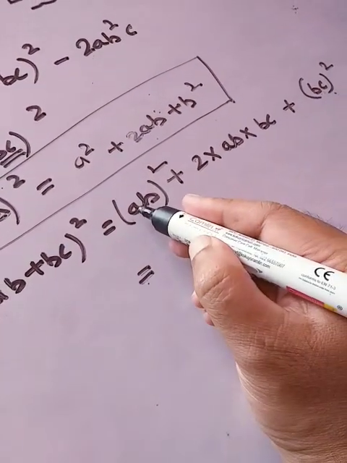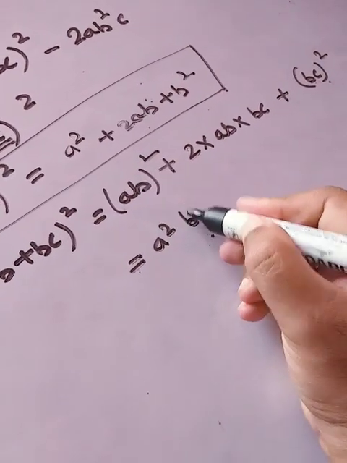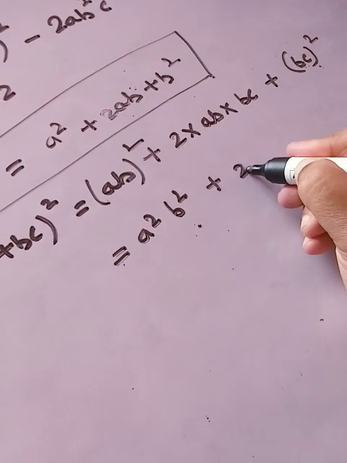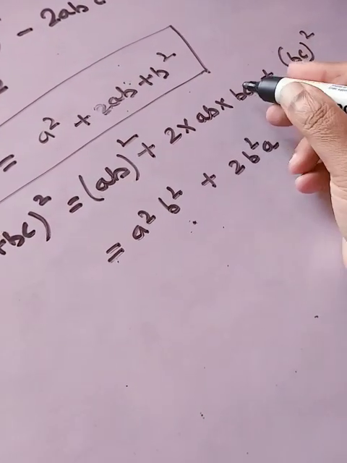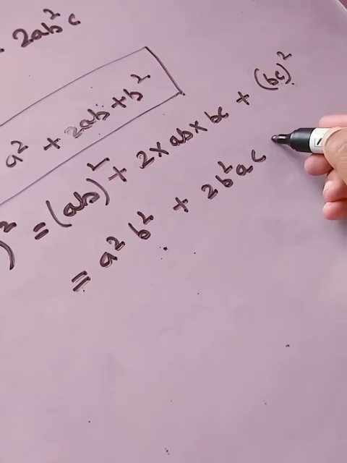Now A square. A into A is what? A square. B into B is what? B square. So this is a square of AB. Now multiply this all. 2. How many B are there? 2. How many A are there? Only 1. How many C is there? Only 1. So this is the product of these 3 terms.